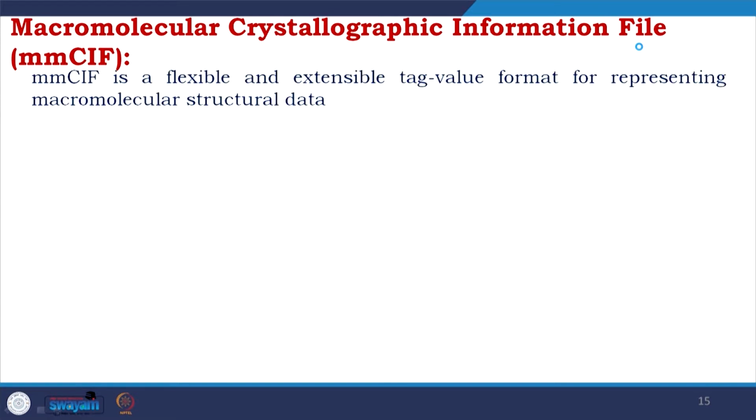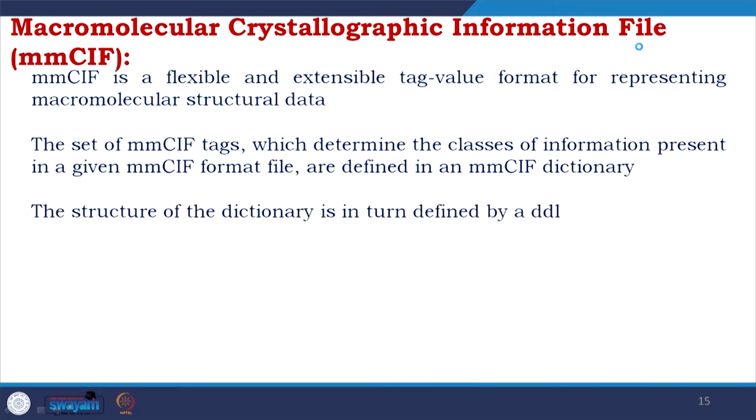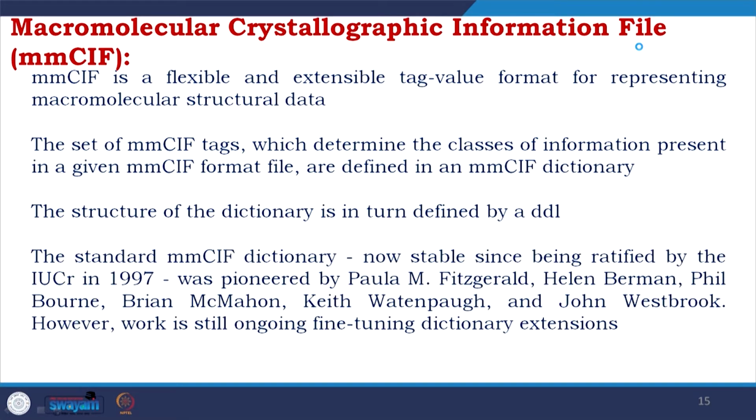mmCIF is a flexible and extensible tag value format for representing macromolecular structural data. The set of mmCIF tags which determine the classes of information present in a given mmCIF format file are defined in an mmCIF dictionary. The structure of the dictionary is in turn defined by DDL. The standard mmCIF dictionary, now stable since being ratified by the IUCr in 1997, was pioneered by Paula Fitzgerald, Helen Berman, Phil Bourne, Brian McMahon, Keith Watenpaugh and John Westbrook. However, work is still going on to improve it.